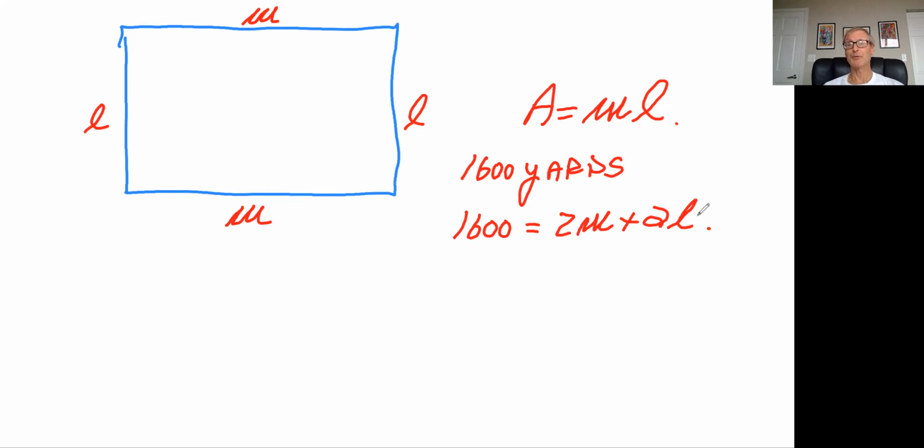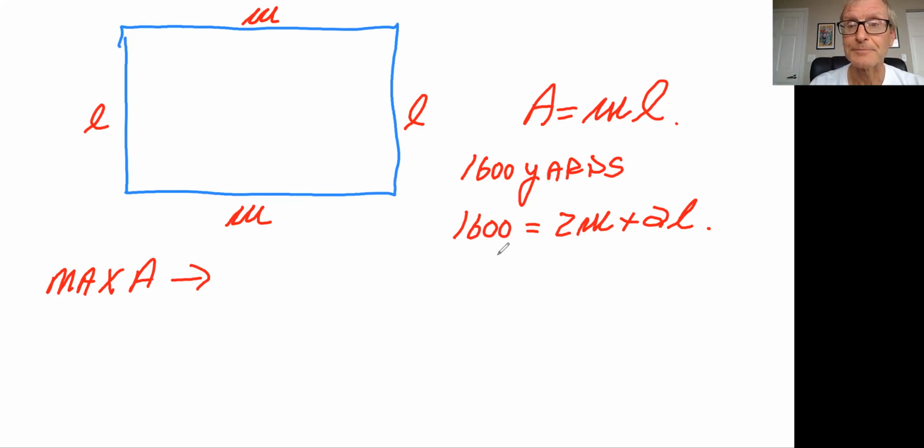And so what we want to do is maximize A. What do you think the strategy is? Well, we want to put A into a single variable because we have two of them now, W and L. So we could use the perimeter equation to solve for one of those variables and then plug it back into the A equation. And so let's do that.